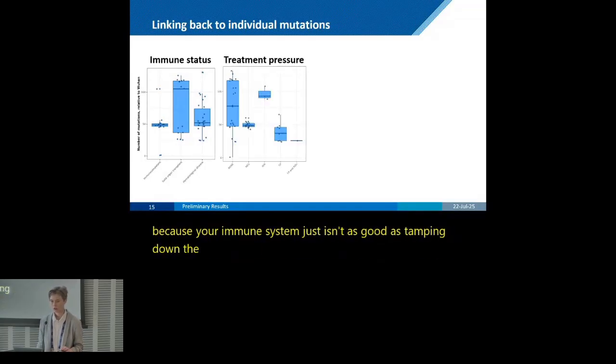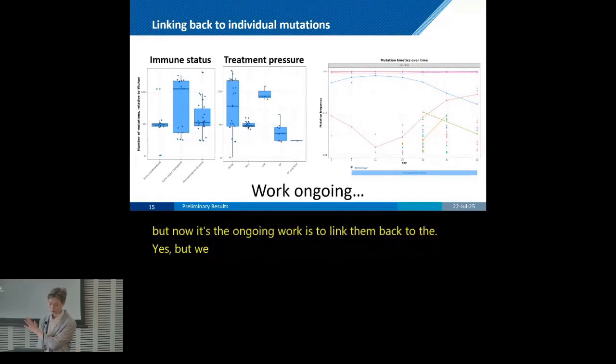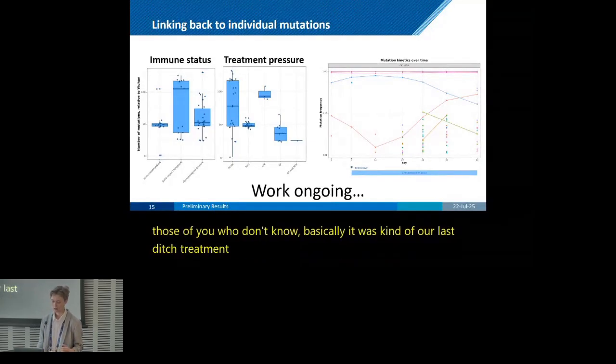And when you look at the treatment patterns, it's not necessarily so clear, but that's because to really look at treatment, we have to look at the kinetics, right? We have to look at the trajectory. So we've made all of these figures to look at the trajectory, but the ongoing work is to link them back to the fractals, yes. But we can already see very clearly that the patient in this figure here received convalescent plasma, which, for those of you who don't know, was basically our last-ditch treatment effort: you just took all the antibodies from someone who recovered, gave them to a sick person, and just hoped for the best.